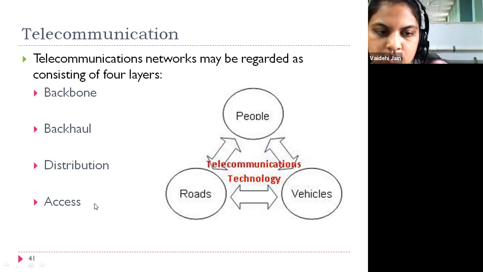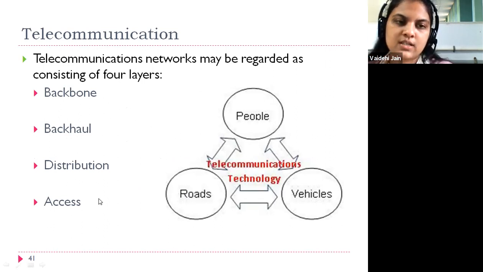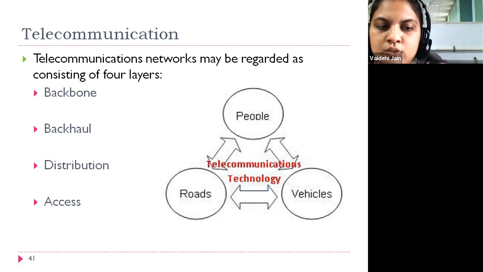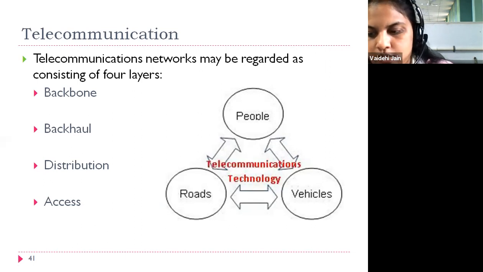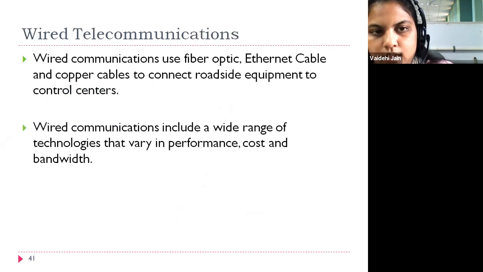So these are the four layers of telecommunication: backbone, backhaul, distribution and access. The overall system is the collection of data. Then after the collection, the data is processed under the backhaul. Once the processing has been done, the data is distributed amongst the travelers, and the last part is the access of the data.